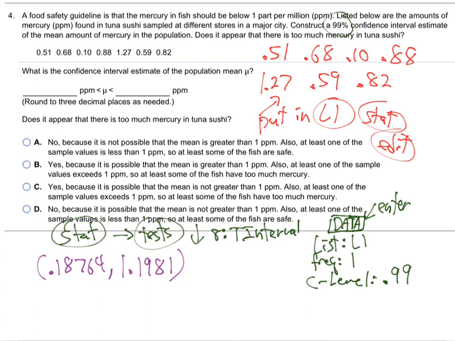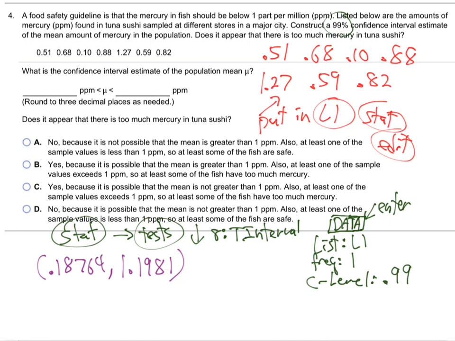Do you know what that means? It is telling us that based on this data, we can be 99% sure, 99% confident, that the real average amount of mercury in tuna sushi is somewhere between 0.18 and 1.19, whatever, parts per million. So let's answer the other. So far so good? Does it appear that there is too much mercury in tuna sushi?